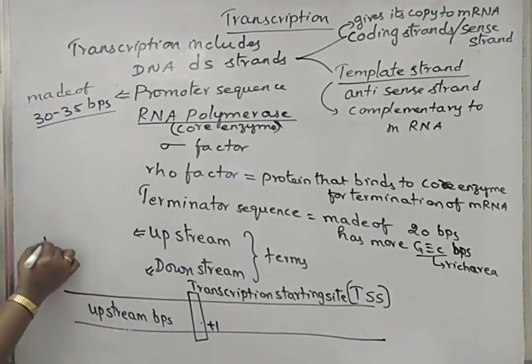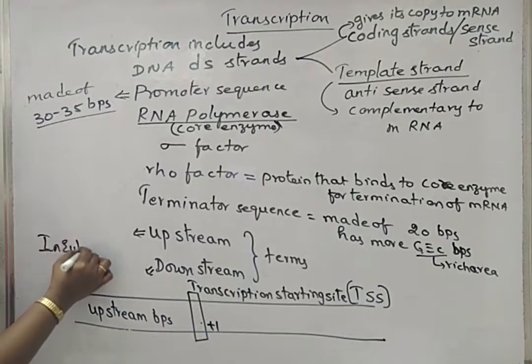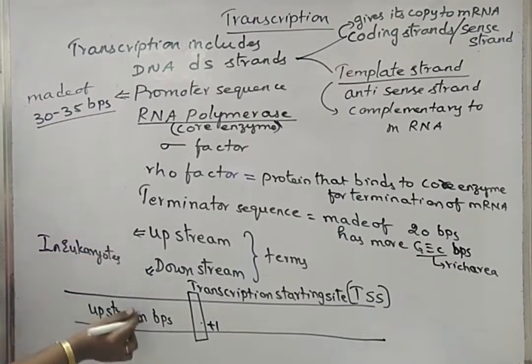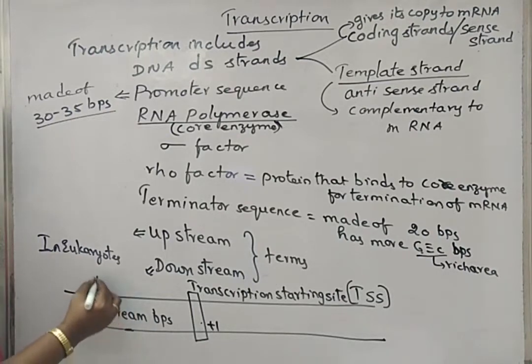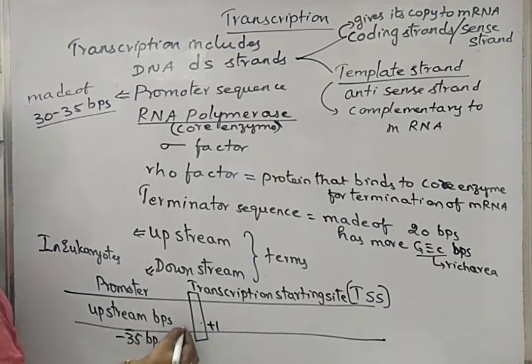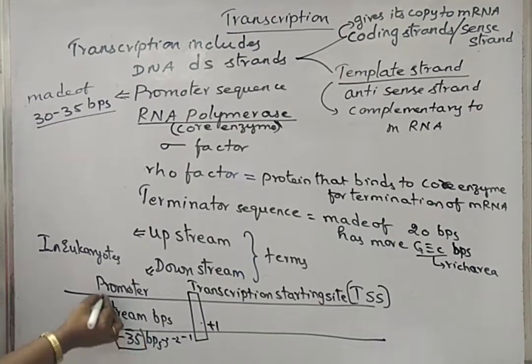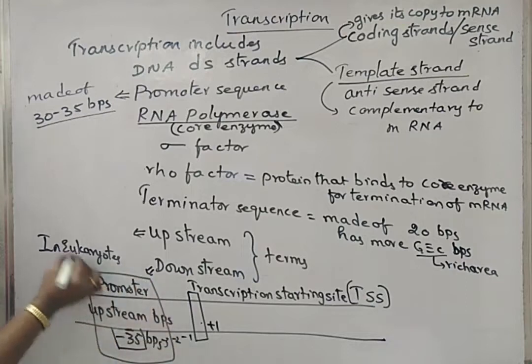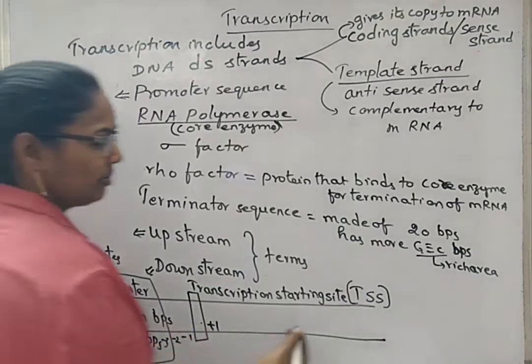Now in case of eukaryotes, this upstream area supports the attachment of the promoter at -35 base pairs away from the transcription starting site. Meaning here is +1, -1, -2, -3. If we keep on calculating like that, at the -35 base pair area, this promoter sequence will come and bind for the initiation of transcription.